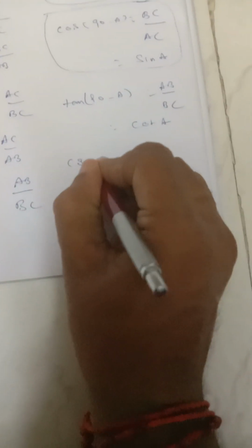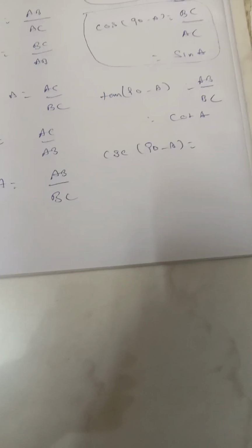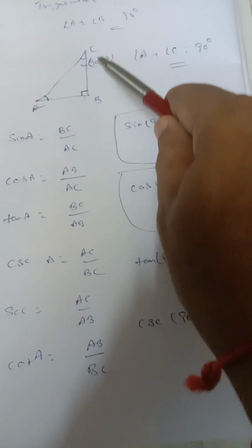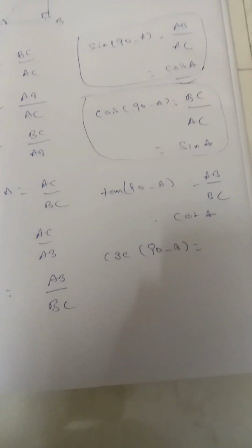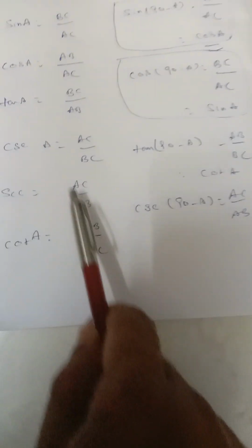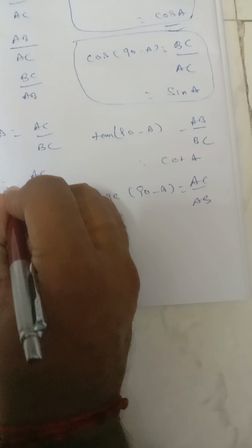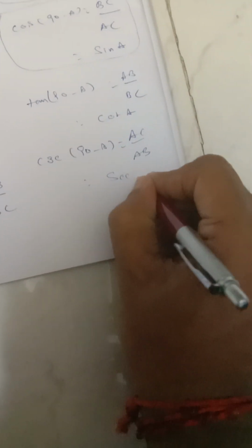Similarly, cosecant 90 minus A. Cosecant means opposite to the sine, reciprocal of sine. That means hypotenuse by opposite side, AC by AB. AC by AB is secant A. So cosecant 90 minus A is secant A.